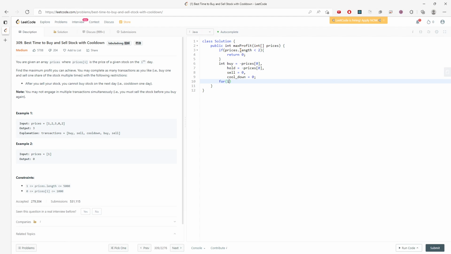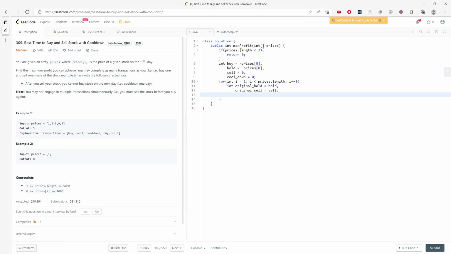Okay. So for int i equal to 1, i less than price.length, i plus plus, I need to have 2 variables. I'm going to call original hold equal to hold, and original sell equal to sell. So this is pretty much really simple.